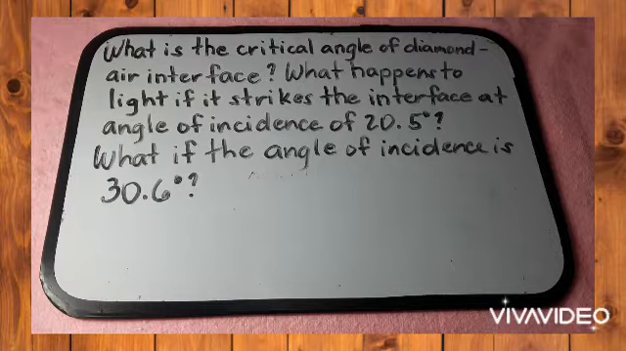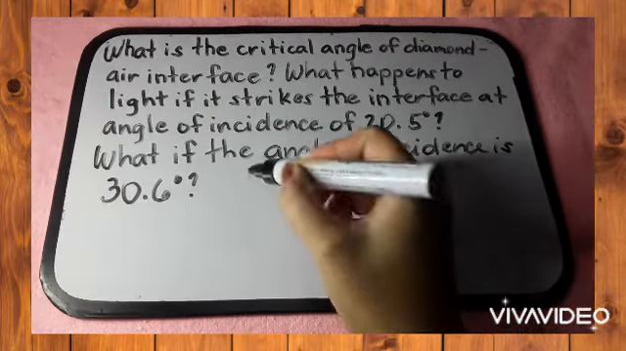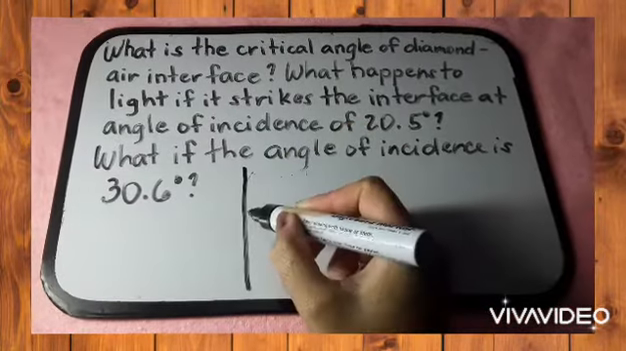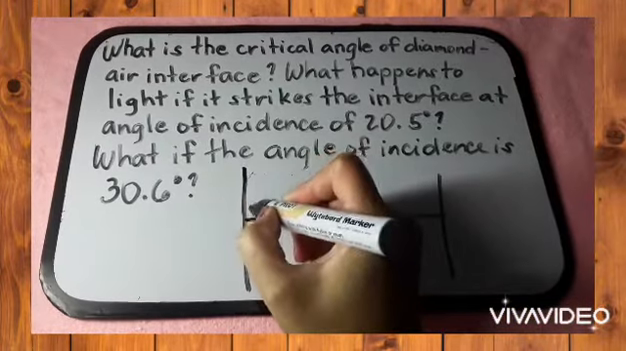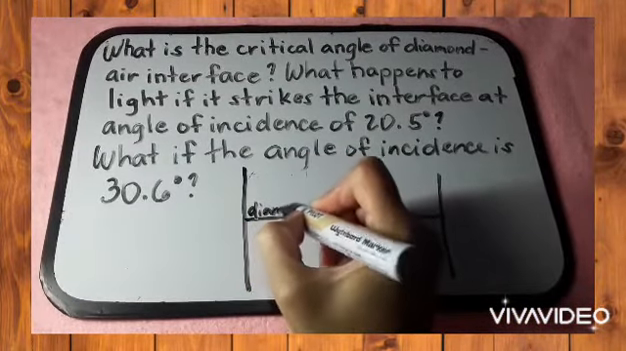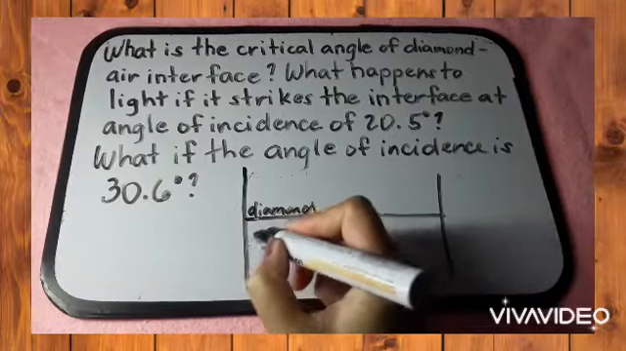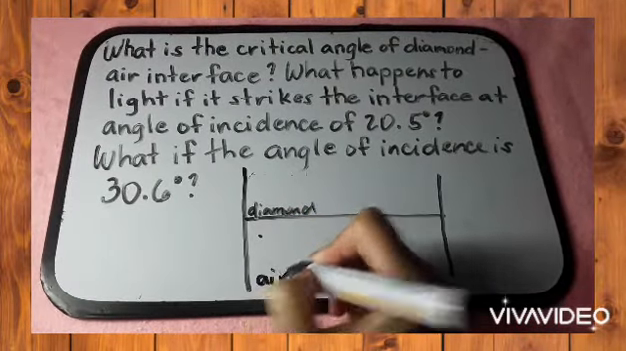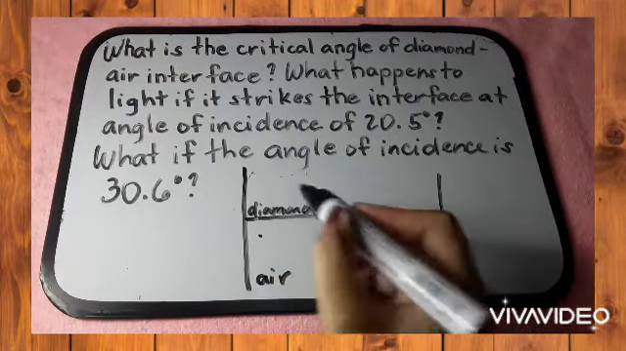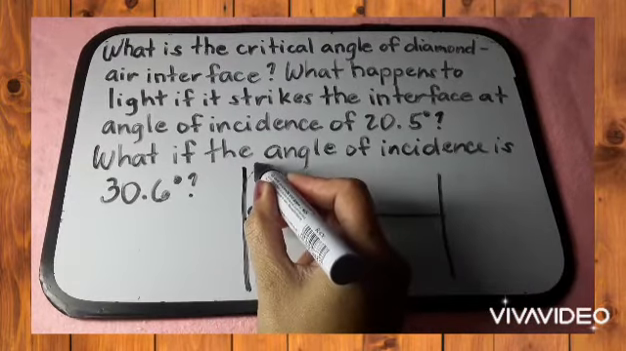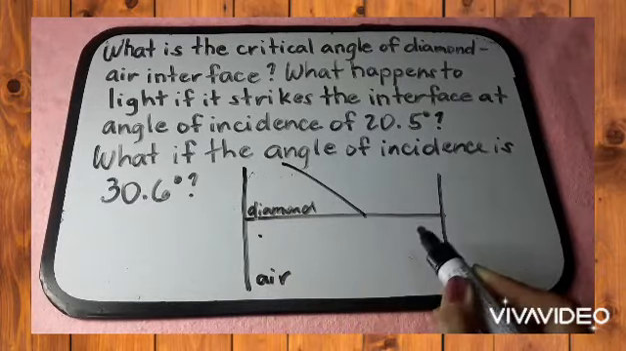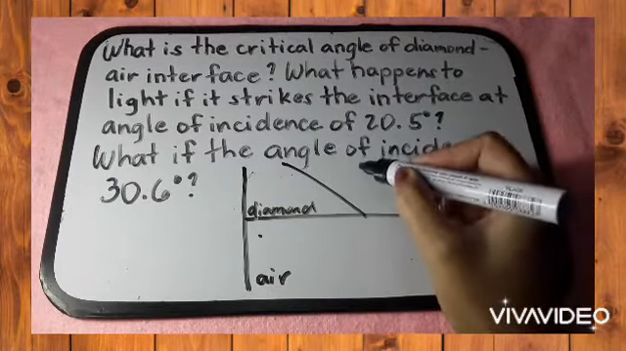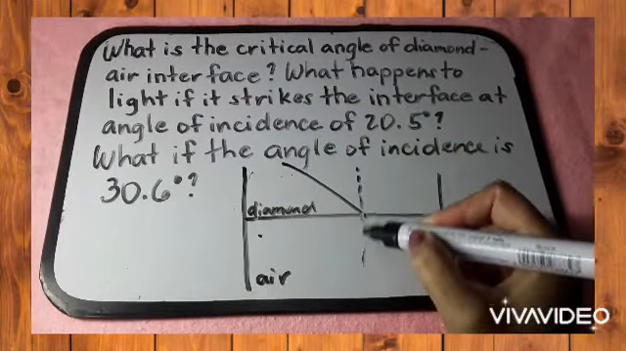So first, let's illustrate this problem. Let's create a two-medium layer. So this is, for example, the diamond and air. So an incident ray coming from the diamond. For example, we have here the incident ray, and the refracted ray is away from the normal.